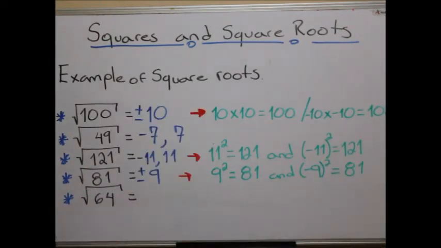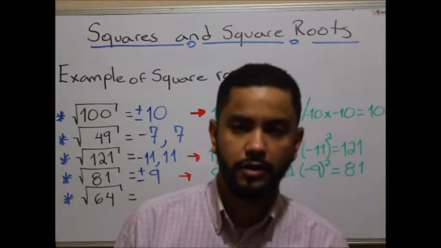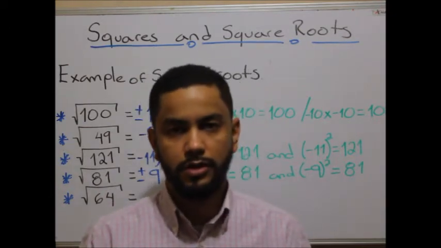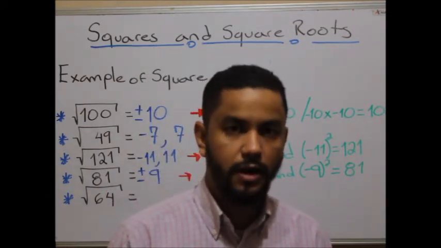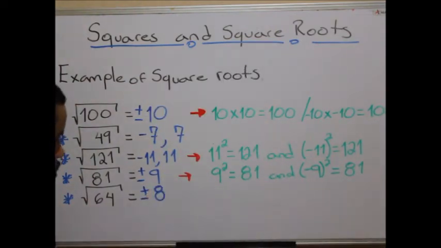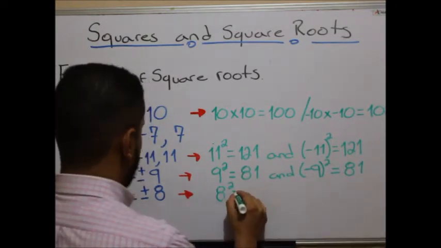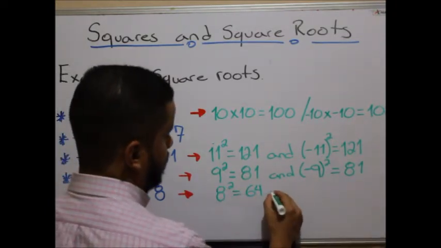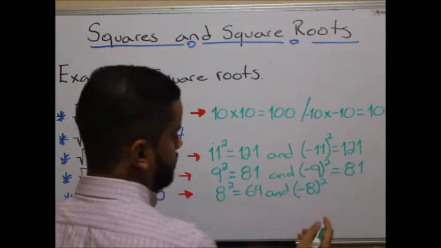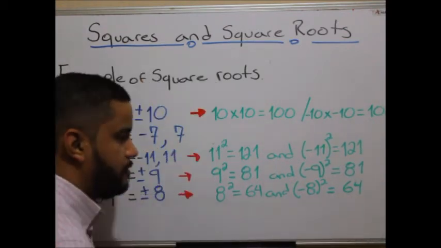Now the last one, 64. Which number gives us 64? From our tables we know that 8 times 8 is equal to 64. So our solution will be positive negative 8. That is because 8 squared is equal to 64, and the square of negative 8 is also equal to 64.